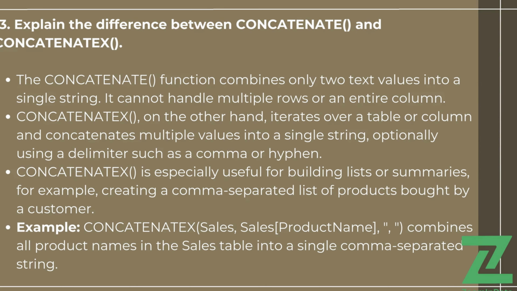This makes concatenate_x useful for creating lists or summaries. For example, it can create a comma-separated list of all product names purchased by a customer. In short, concatenate joins two text values. Concatenate_x joins many values and can include a separator.